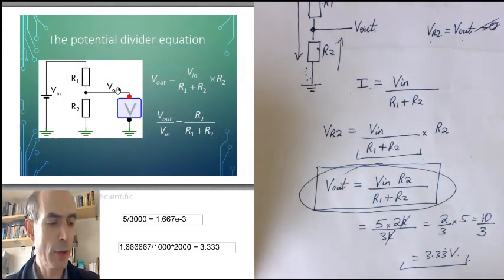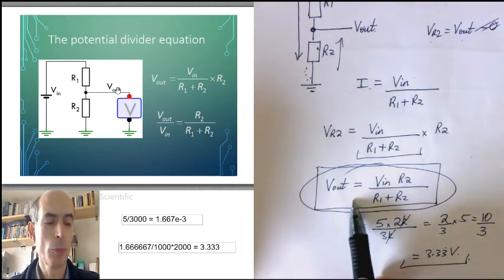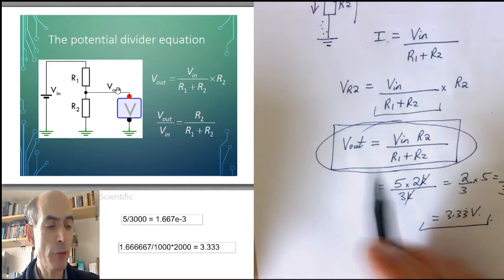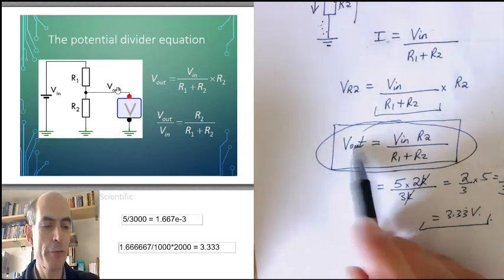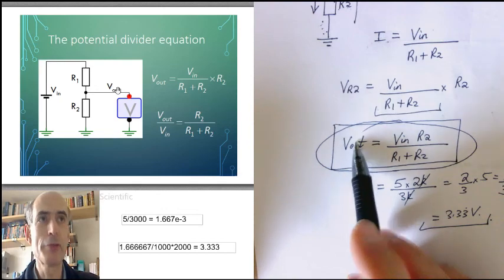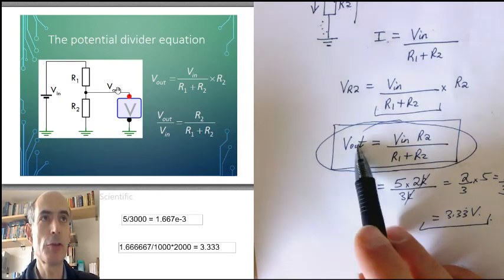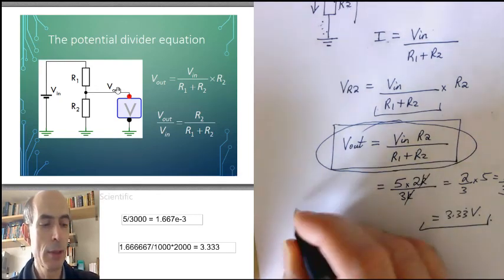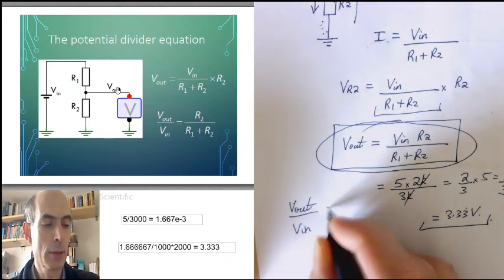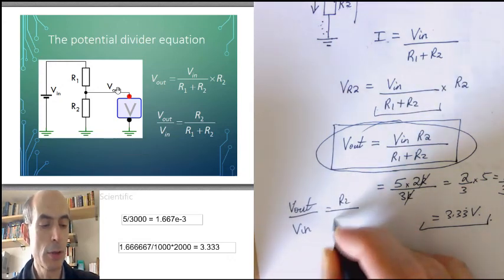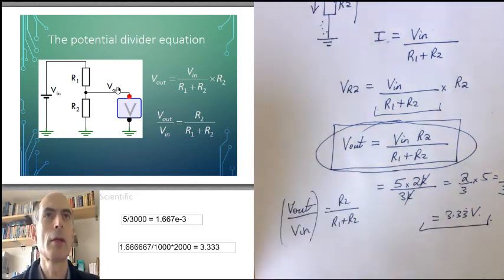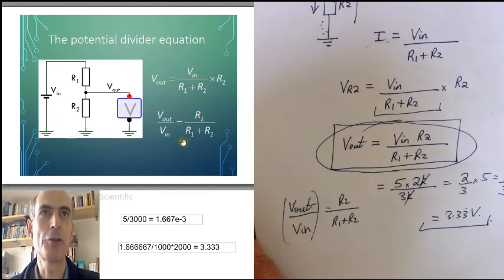There's a slight variation on this formula, which we use in some other circuits. And that's just the ratio of Vout to Vin. We get that formula just by dividing both sides of this formula by Vin, and that simply gives us Vout over Vin equals R2 over R1 plus R2. And that's the second formula on the slide here.